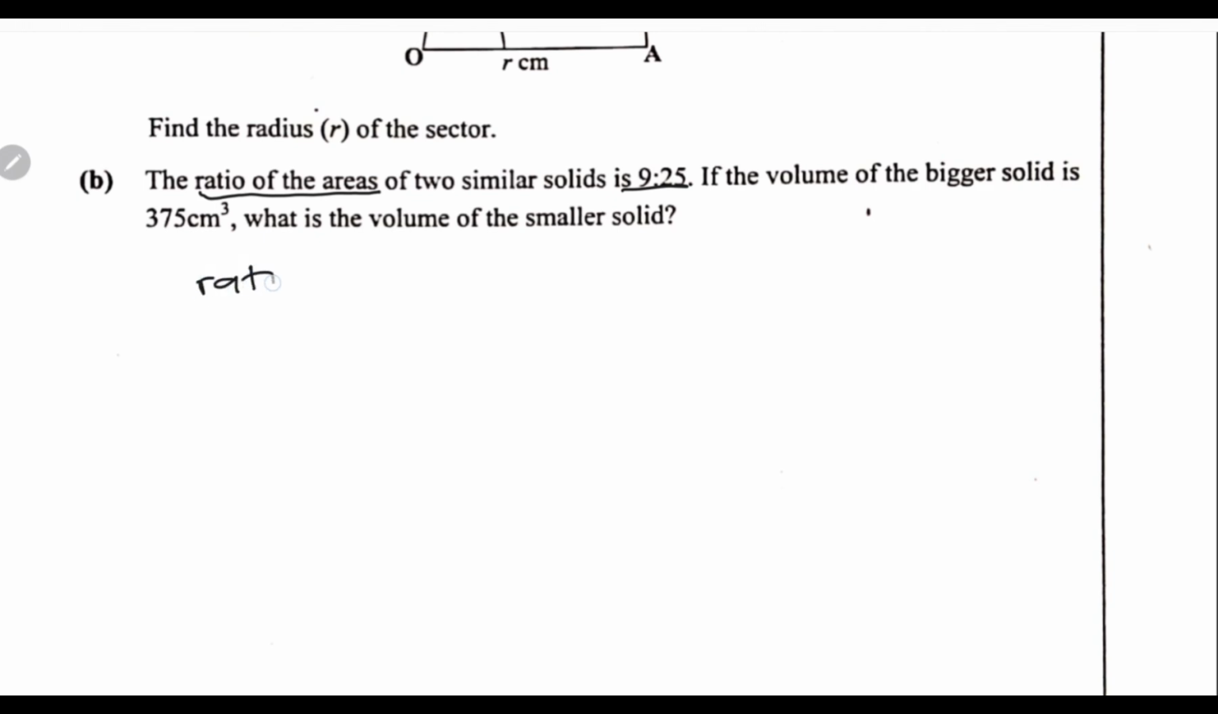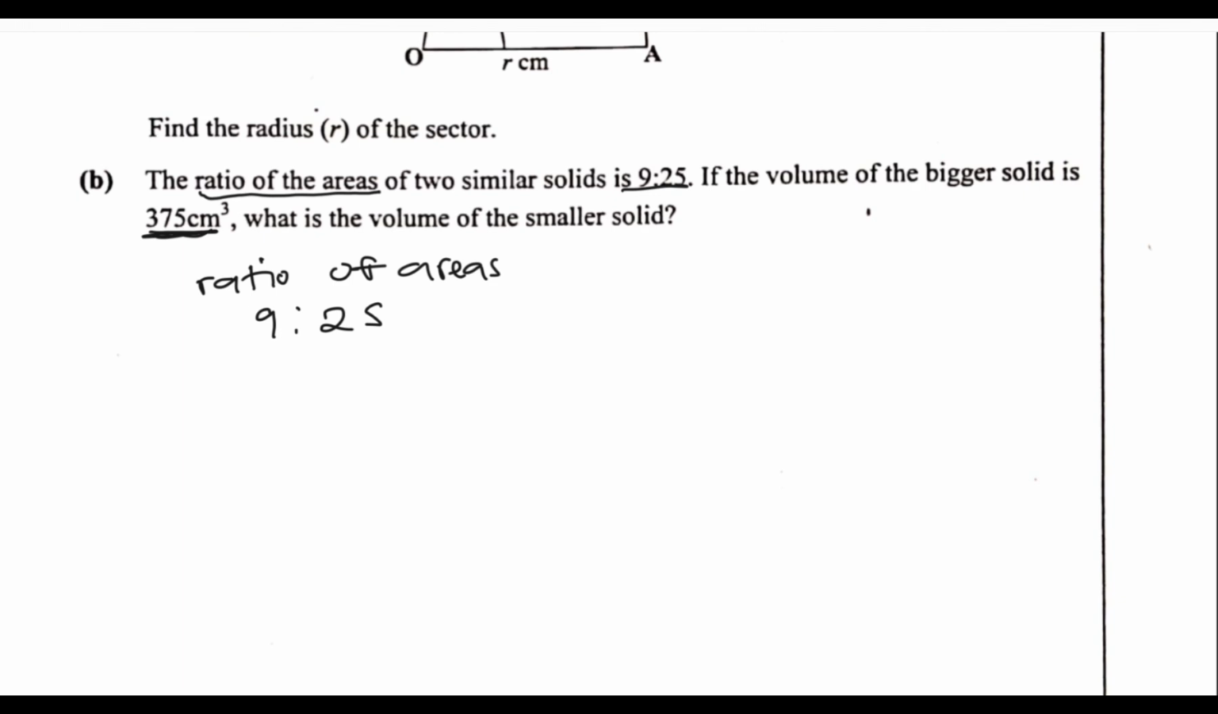So we are told the ratio of areas is 9 to 25, but we are told to find the volume. You can't use the ratio of areas to find the volume directly. We need to change this ratio of areas into a ratio of volumes, but you can't do that straight away. The first thing that you're going to do is convert this ratio of areas into a ratio of sides. So what is the ratio of sides?